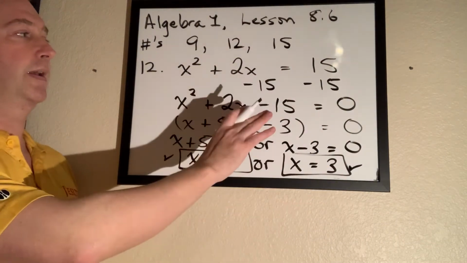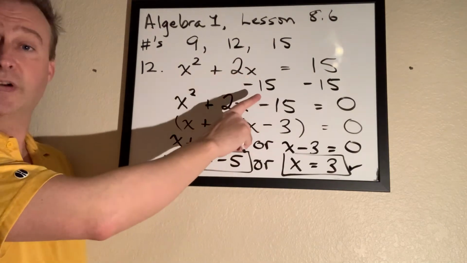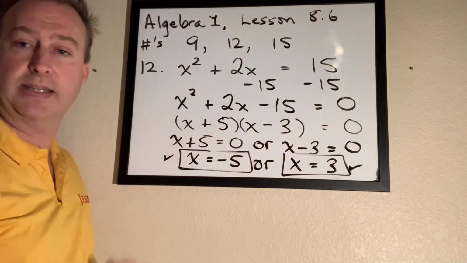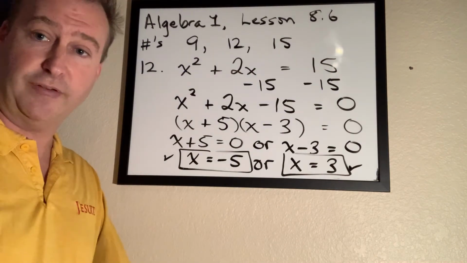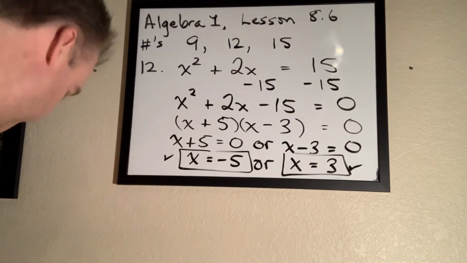So just to reiterate, before I erase this, okay, what was our first important step there? You gotta subtract that 15 from both sides. You gotta set everything equal to 0. Then you factor, okay? Let's do one more in this video, okay?